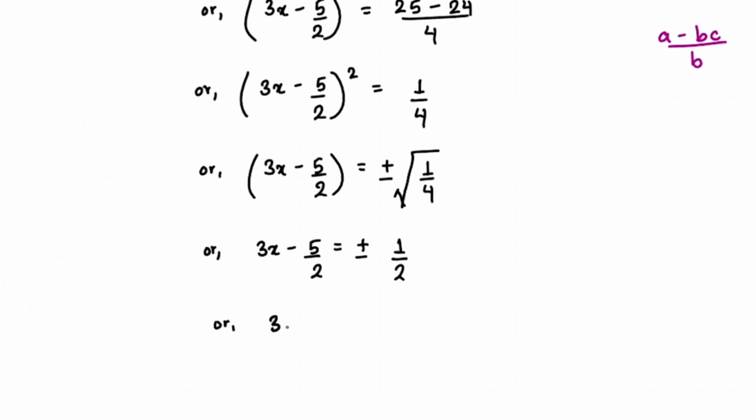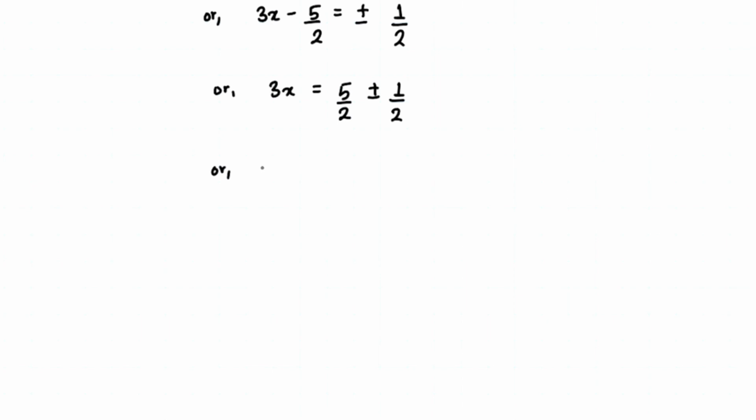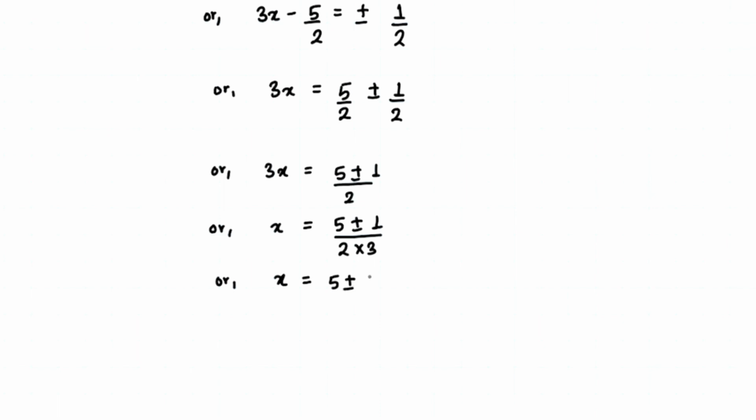Now we have 3x, I'm moving that minus 5 by 2 over there, so we have plus 5 by 2 plus minus 1 by 2. Or we can write this as 3x equals to (5 plus minus 1) by 2. Now when we move that 3 over there, it goes 5 plus minus 1 divided by, it becomes multiplied with this 2, right? So we have 2 by 3. So we have x equals to (5 plus minus 1) divided by 6.